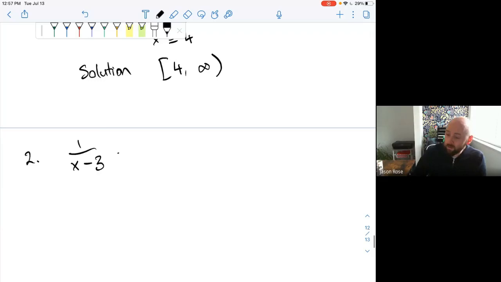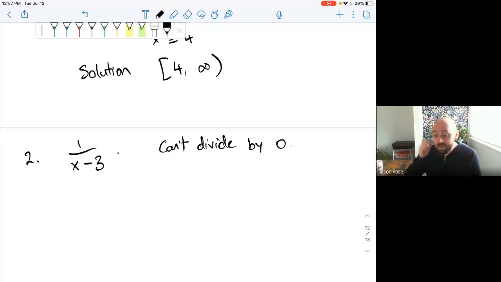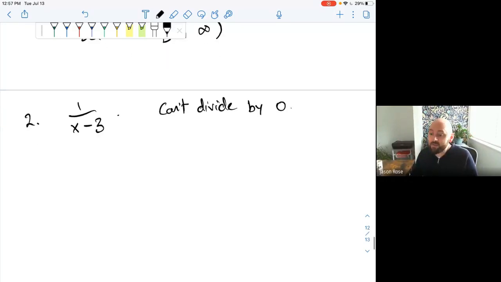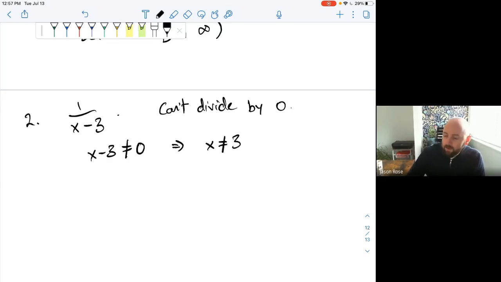Here what I'm worried about is dividing by 0. Can't divide by 0. So any number that would cause division by 0 can't be in the domain. It's not a number that the function allows. So as Lewis says, it can't be 3. So another way to write that mathematically would be that x minus 3 cannot be 0, meaning that x cannot be 3.